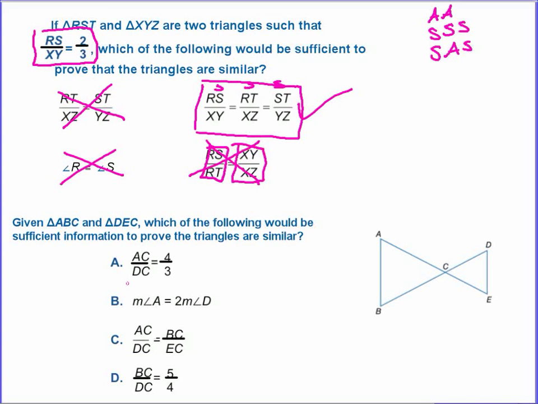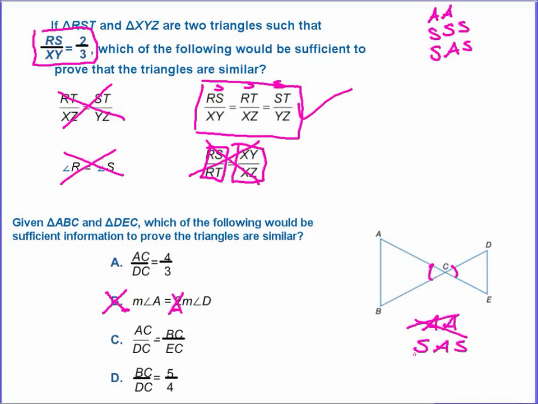The next one, we have another triangle, two triangles, ABC and DEC. And we know that by vertical angles, these angles are congruent. So I've been given one angle, so I'm either going to use angle, angle, or I'm going to use side, angle, side. So I'll look down through here, and I notice this is the part that tells me about the angles. But notice this is a 1 and this is a 2. That means that they're not congruent, so this one doesn't work. Remember, angles have to be congruent. So that means angle, angle is not going to work.